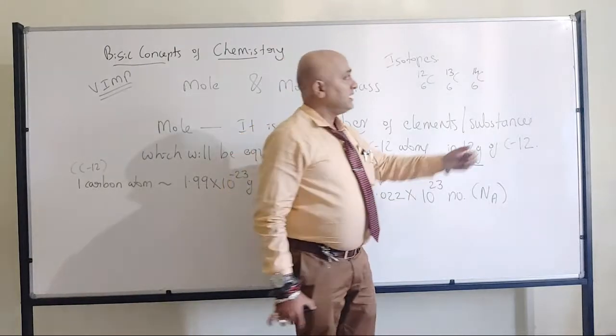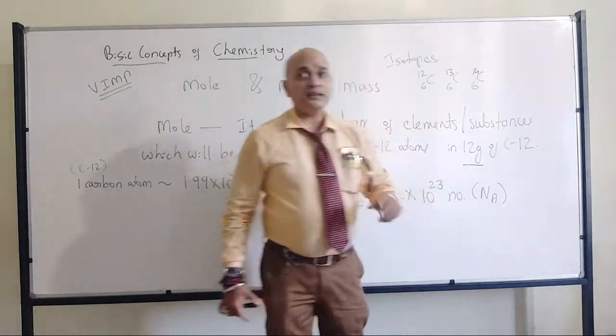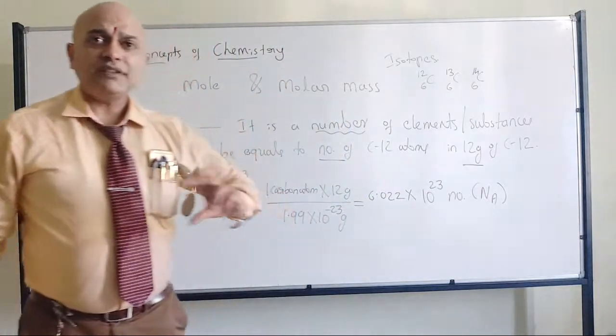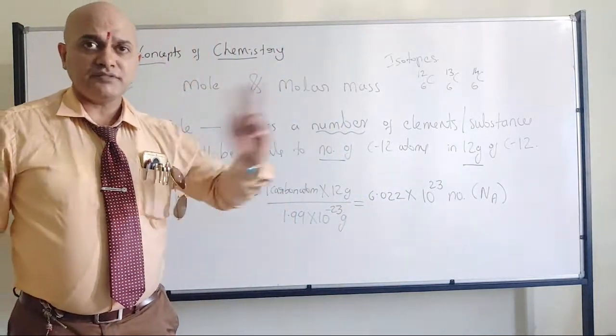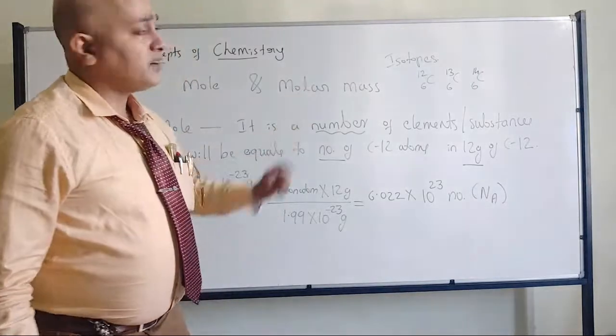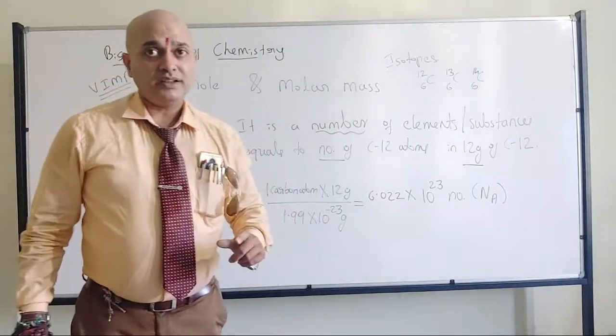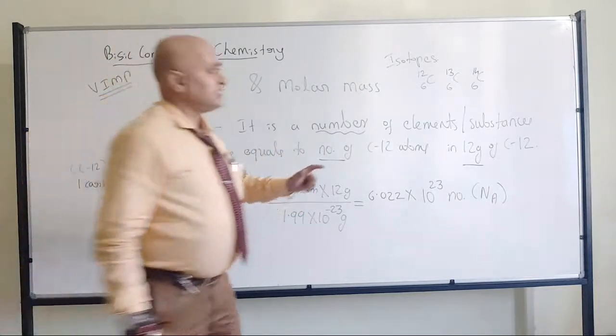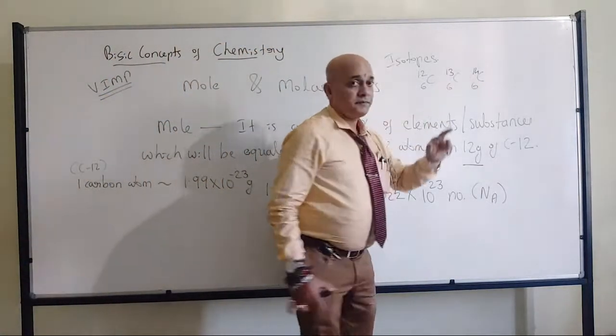Carbon dating is done using carbon 14, which is a radioactive element. Anyway, it has a long lifespan, but that is a different story. Carbon 14 is a radioactive element, so it is used for carbon dating purposes. That is why we have carbon 14.